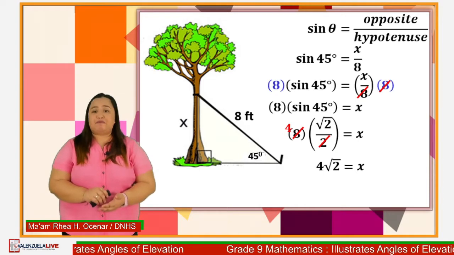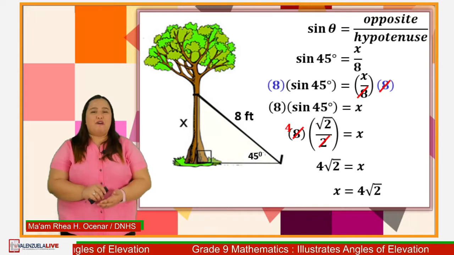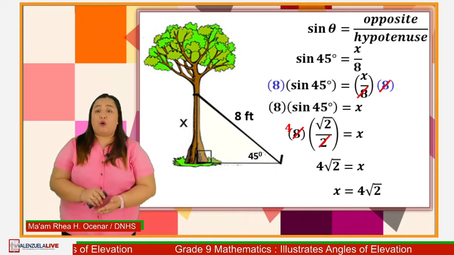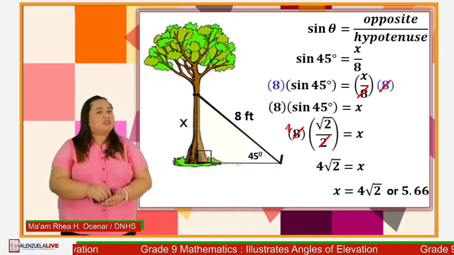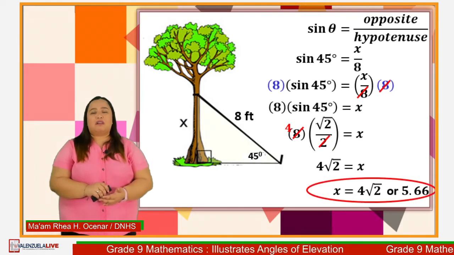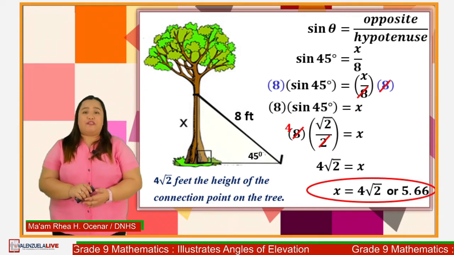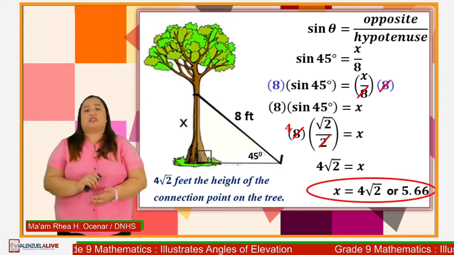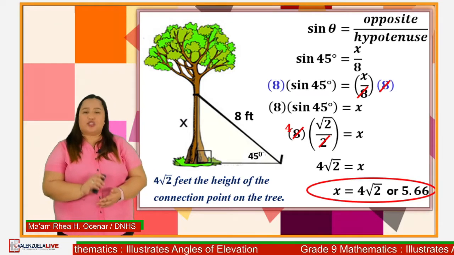By symmetric property, we have x is equal to 4 square root of 2 or 5.66 in calculator. Therefore, 4 square root of 2 feet or 5.66 feet, the height of the connection point on the tree.